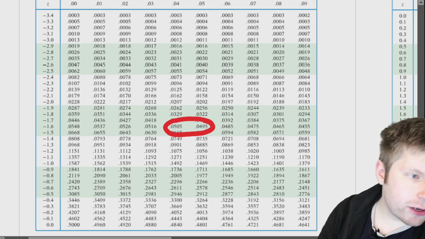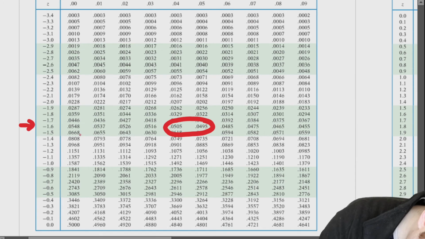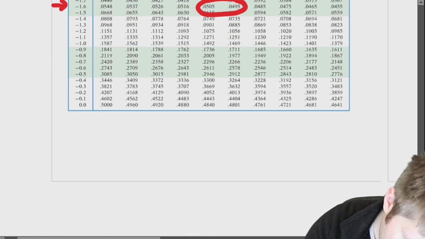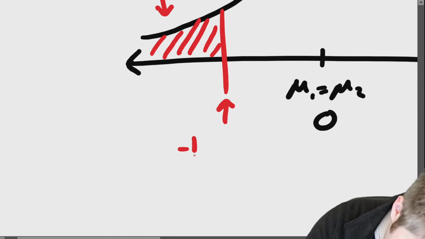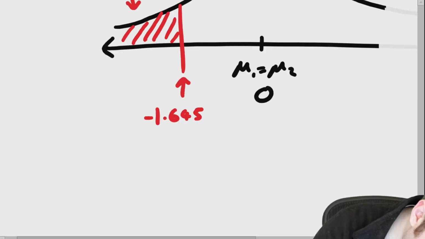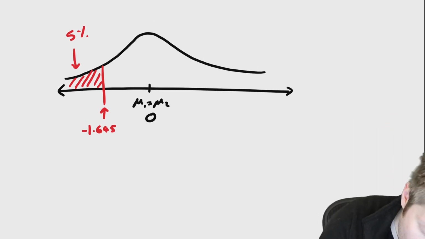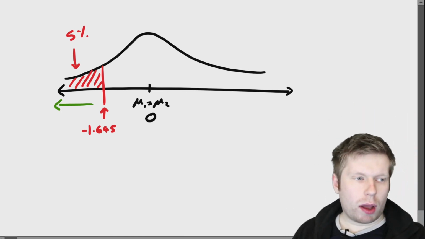Now you could interpolate if you like, but in fact it lies halfway in the middle, so that's exactly what I'm going to do. So negative 1.6, let's say 1.645, so negative 1.645 is going to be my cutoff value. That's my critical value. In other words, if my sample data lies to the left, more extreme than this, then it means that I can reject that null hypothesis.